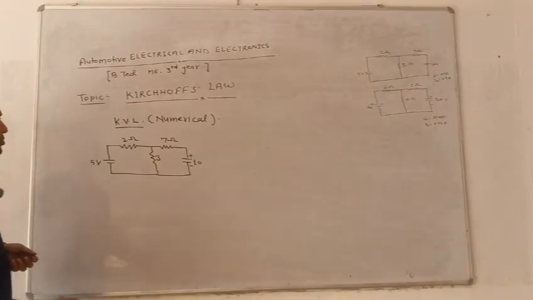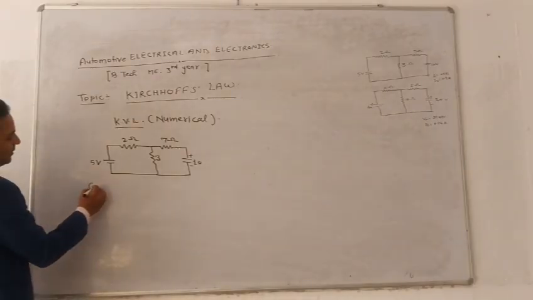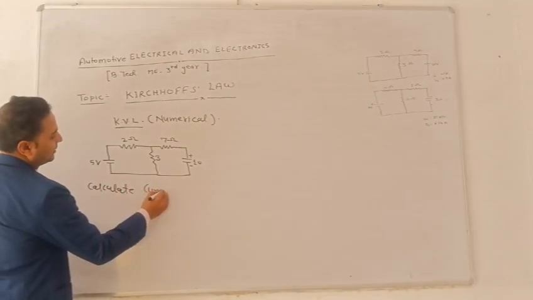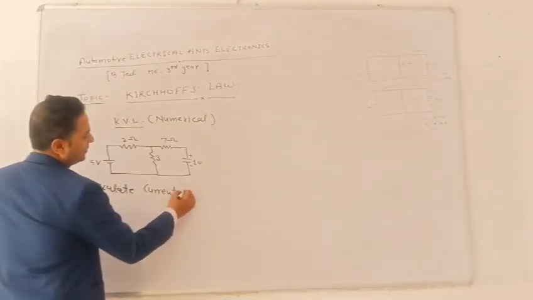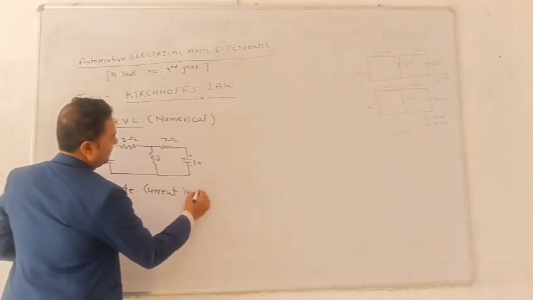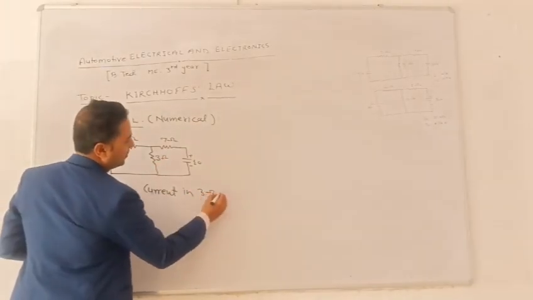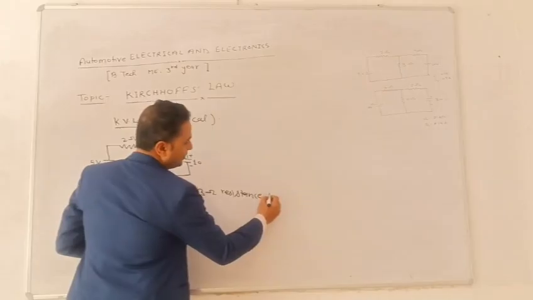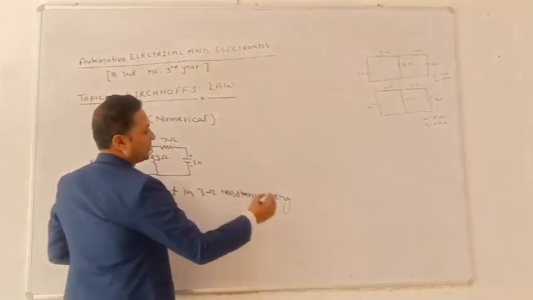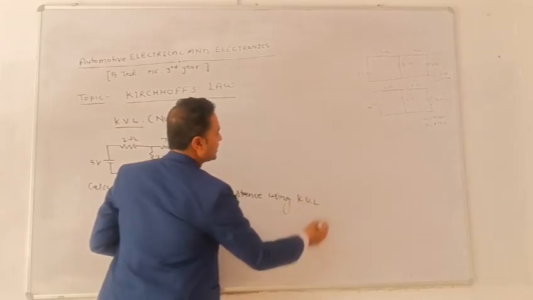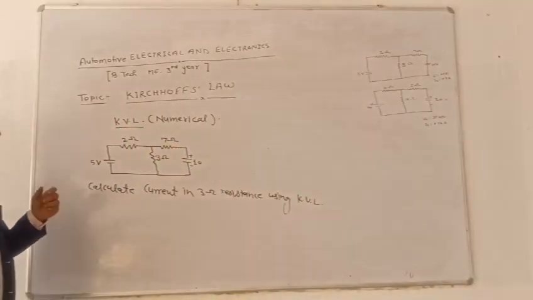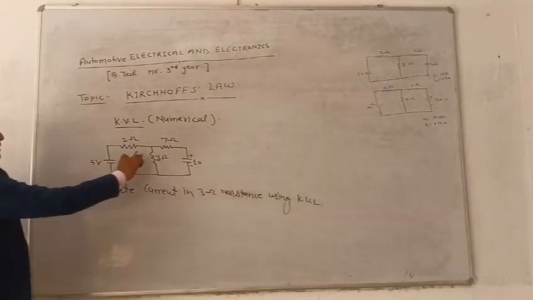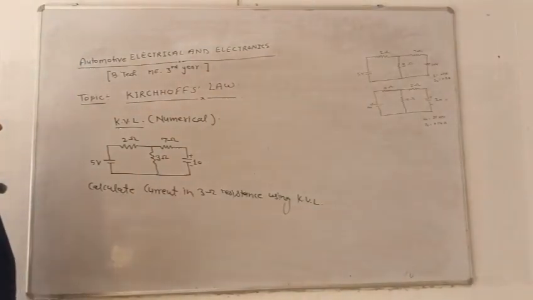How to solve this numerical problem? What is the question regarding this problem? Calculate current in 3 ohm resistance using KVL, Kirchhoff's voltage law. Then how do we calculate current in this 3 ohm resistance?